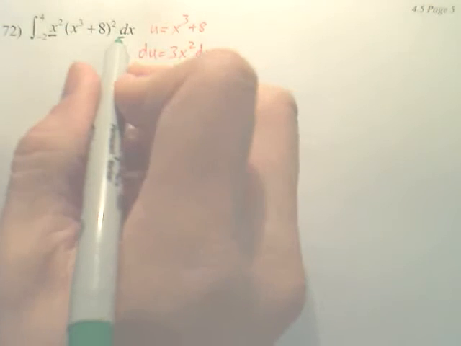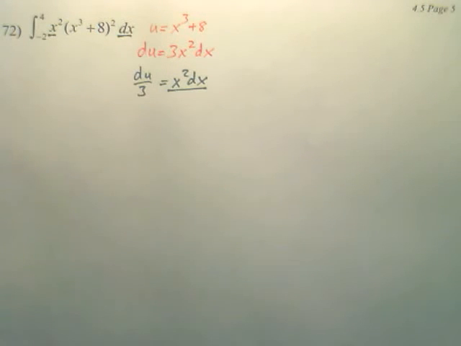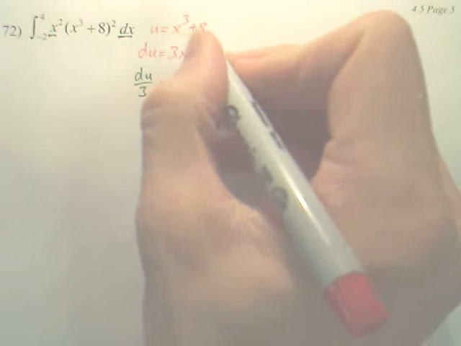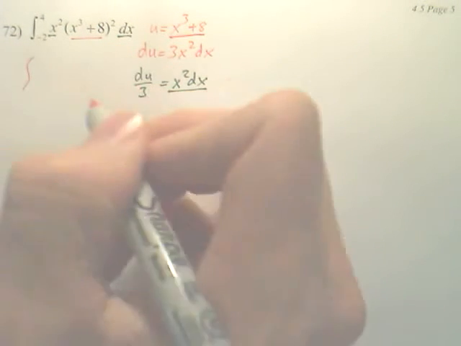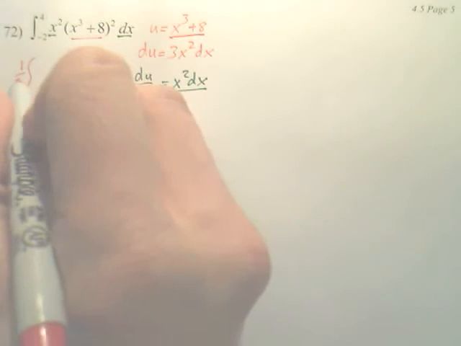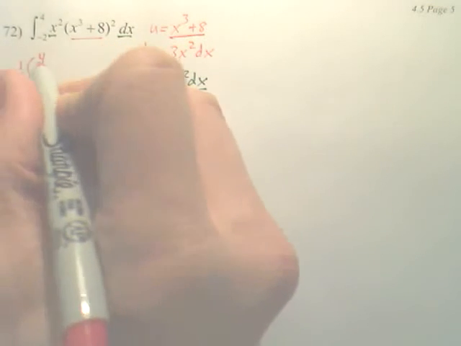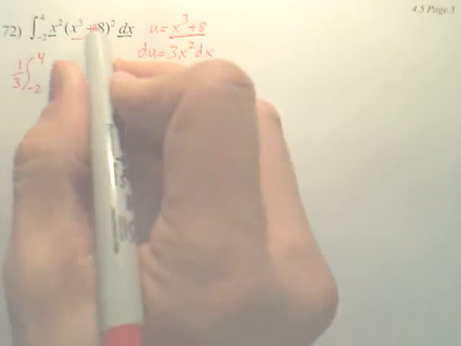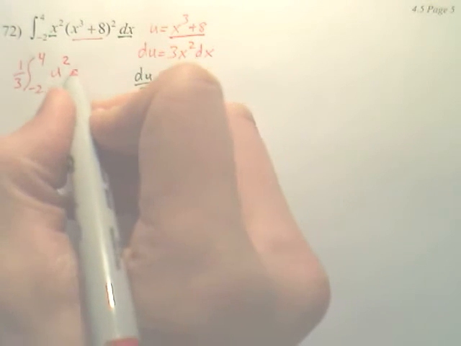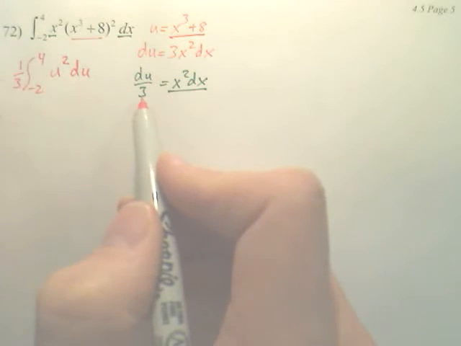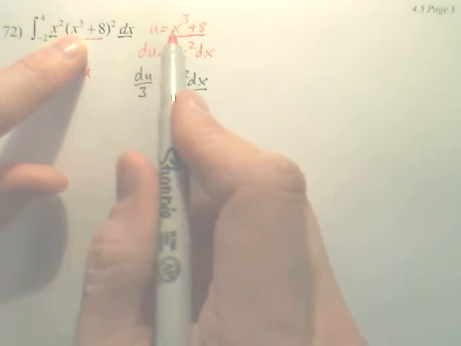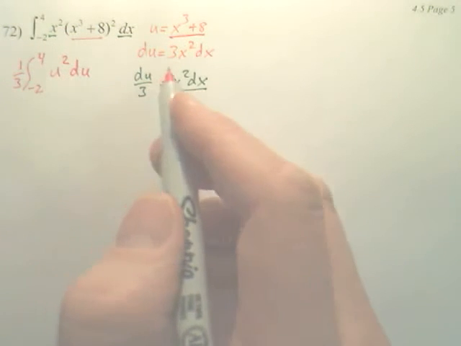This is right there. This is right there. So we now have a 1/3. Pull that 1/3 out front. You have a -2 here, a 4 here. We're left with u squared and du. Again, because x squared dx is du over 3, so I put the du there and I put the 1/3 out front. And then u is x cubed plus 8, so I got u squared.